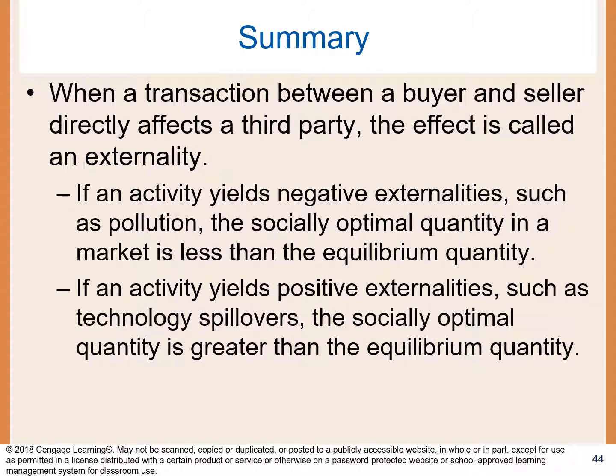When a transaction between a buyer and seller directly affects a third party, the effect is called an externality. If an activity yields negative externalities, such as pollution, the socially optimal quantity in a market is less than the equilibrium quantity. If an activity yields positive externalities, such as technology spillovers, the socially optimal quantity is greater than the equilibrium quantity.